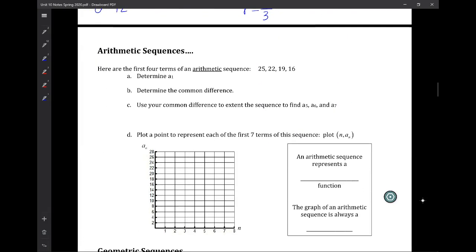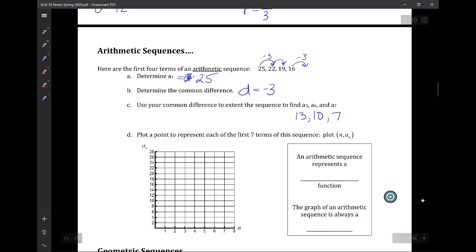All right, well, these should sound semi-familiar. Arithmetic sequences: if we have some type of pattern like this, 25, 22, 19, 16, and so on, determine A1, which is 25. To get from 25 to 22 and 22 to 19, I am subtracting 3, so my common difference is -3. Use your common difference to extend the pattern out. So A5, if I continue this pattern down, will be 13, then 10, and then 7. I am literally just continuing the pattern by subtracting 3.